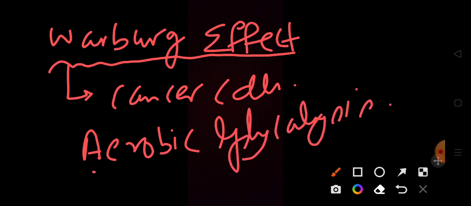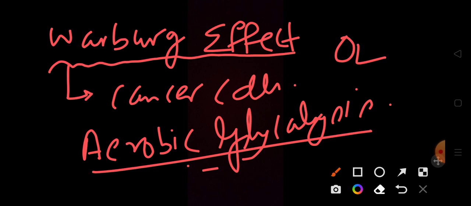So what is the meaning of aerobic glycolysis? The meaning of aerobic glycolysis is an increased rate of glycolysis followed by lactic acid fermentation despite the presence of oxygen and fully functioning mitochondria. Okay, so it sounds already weird, right?